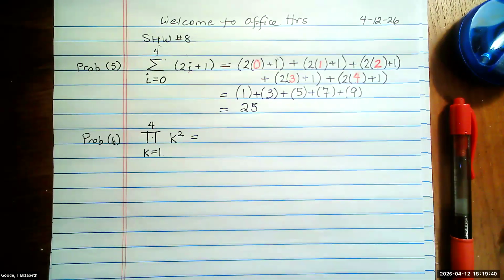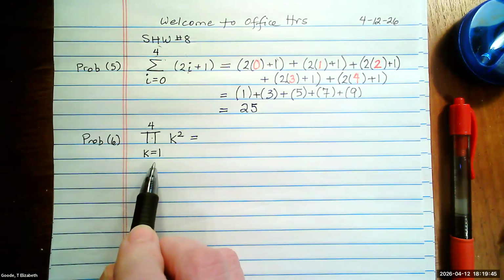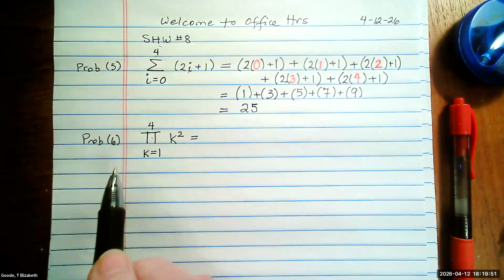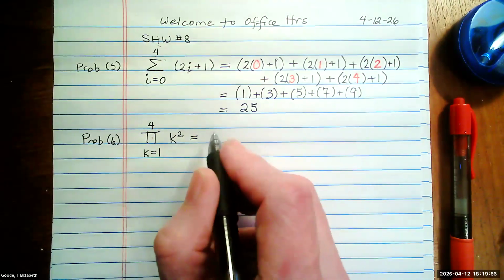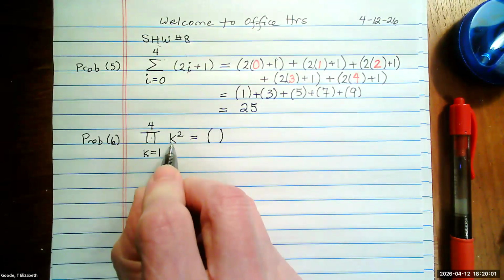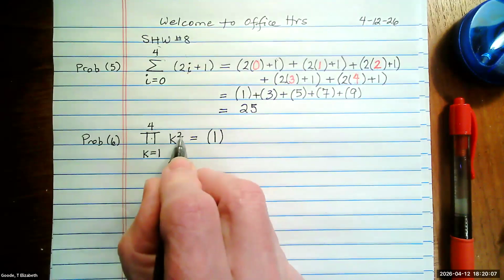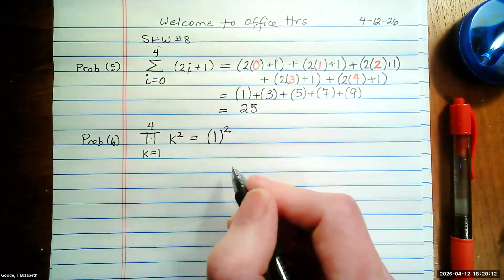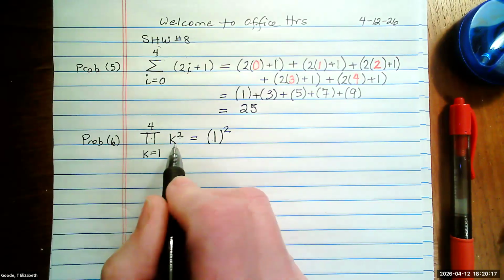All right, let's calculate that. What's our first value for our indexing variable? Where do we start? And what is our indexing variable actually? Can you tell me what letter we're using? We're going to use k, so our index starts at 1. So our first term is 1, and then the formula says square it. So the first term is 1 squared, because we're putting in 1 for k. Does that make sense?